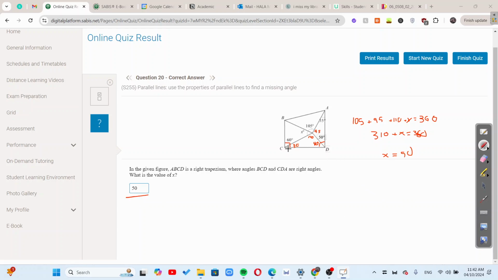So what you did is just use the fact that these two are right angles and find the rest of your angles, add all of these and subtract them from 360 to get this.